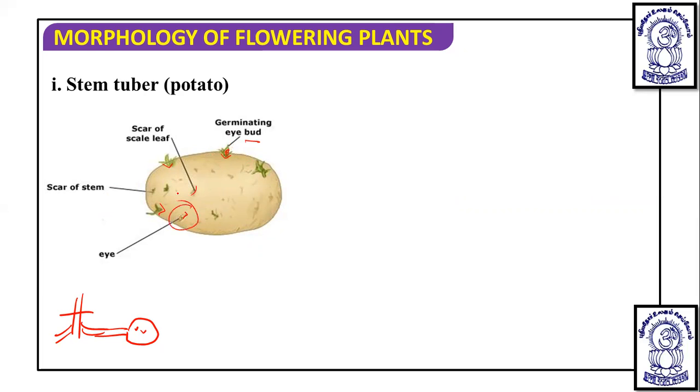These particular structures are known as the eyes of potato. You can see this is the eye of potato, and this eye of potato has an axillary bud. That is one of the important things. So this occurs in the case of potato.